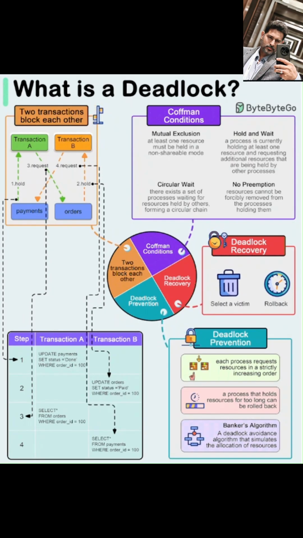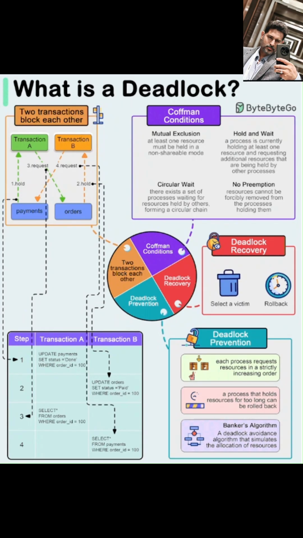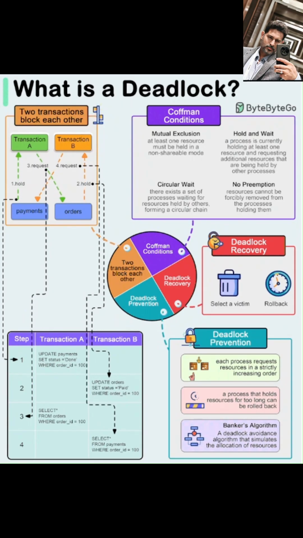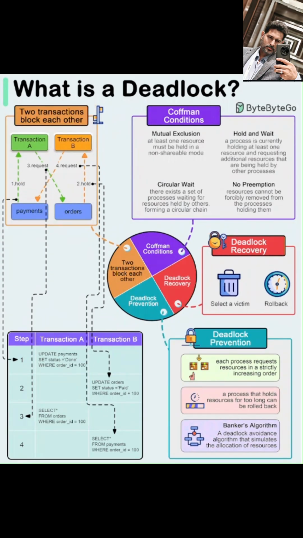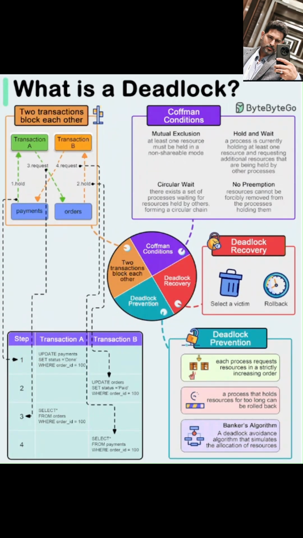On the other hand, deadlock recovery deals with situations where a deadlock has already occurred. The system needs to detect the deadlock and then take action to resolve it. Common techniques include: select a victim. The system identifies one or more of the deadlocked processes as victims. Rollback. The victim processes are then rolled back, meaning their partially completed work is undone, and any resources they were holding are released. These processes can then try to acquire the resources again.